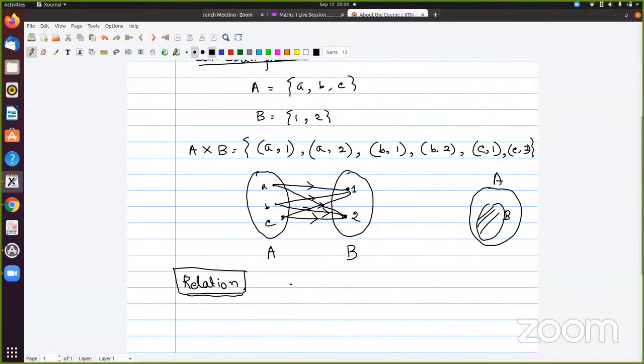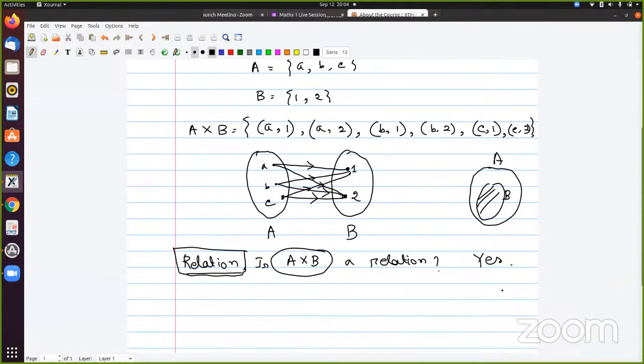So if I have two sets A and B as I have taken, can I say that A cross B is itself a relation? Yes, sir. The answer is yes. Any doubt till here? Because A cross B is a subset of itself, right? Does anyone have any doubt in subset and proper subset? No, sir. If anyone has any doubt, you can ask me freely.